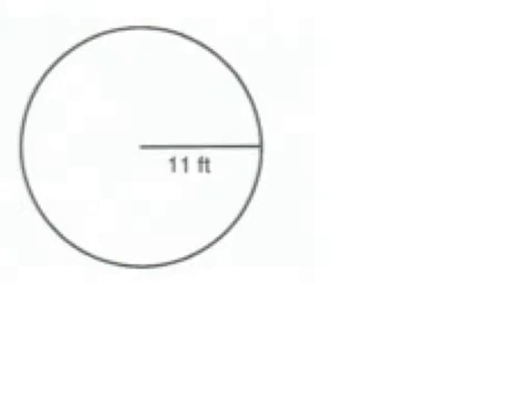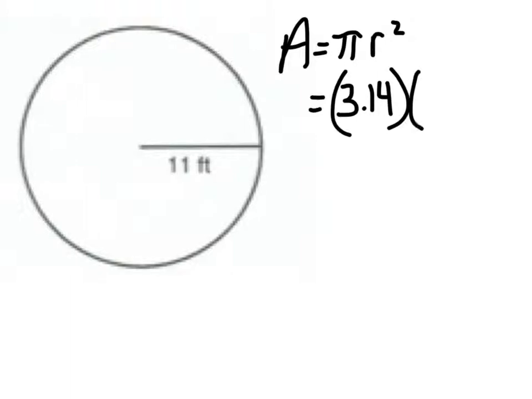So for this one, if we're finding area again, and this time we're already given radius, which is always a pleasant thing to get, because then you have one less step to do in the problem. We're going to take our formula, pi r squared. We're going to take 11 feet and square it.